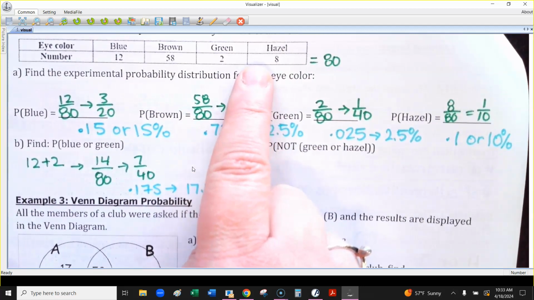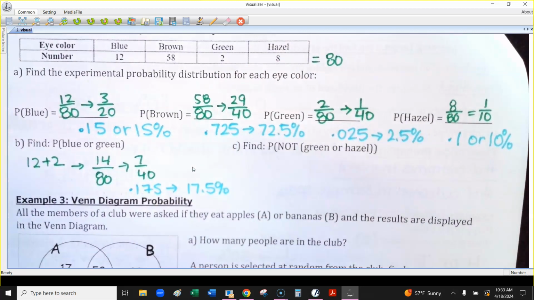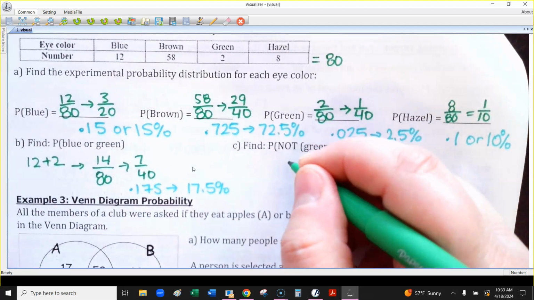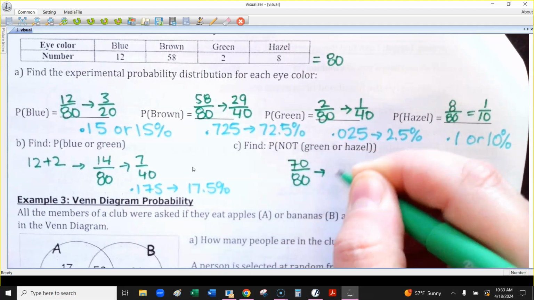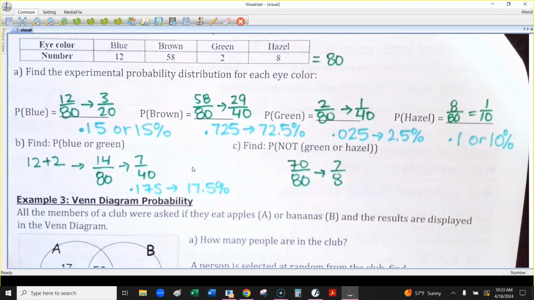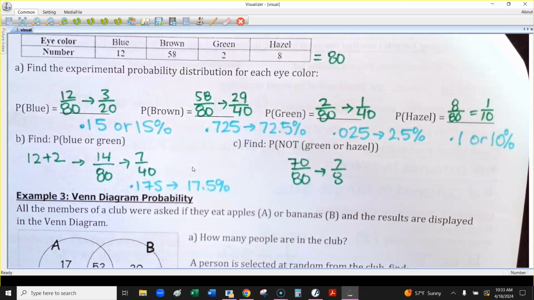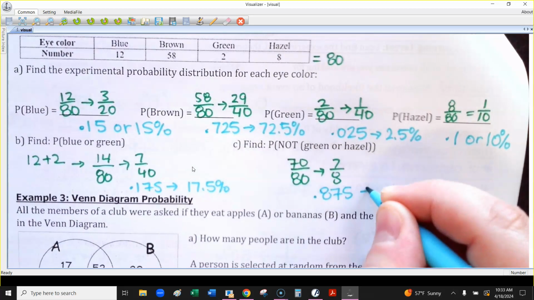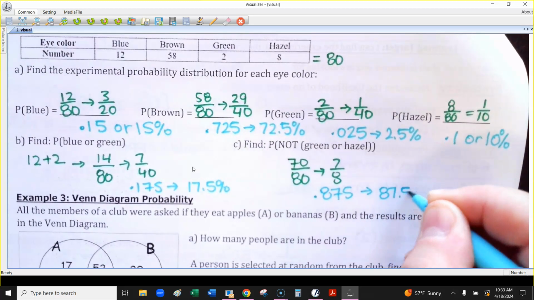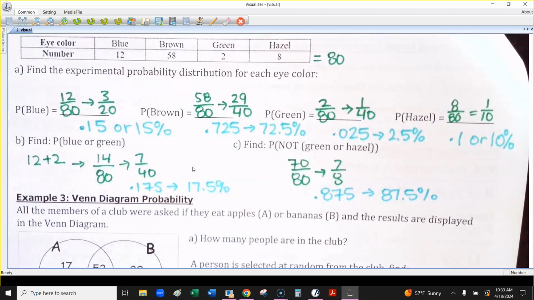So green and hazel together is 10. So there's only 10 kids that don't have that. So all the people that don't have green or hazel, this should be 70 out of 80, which would be 7/8 to reduce that. And this is 0.875 if you like the decimal, that'd be 87.5% as a percentage. Does anybody have a question?